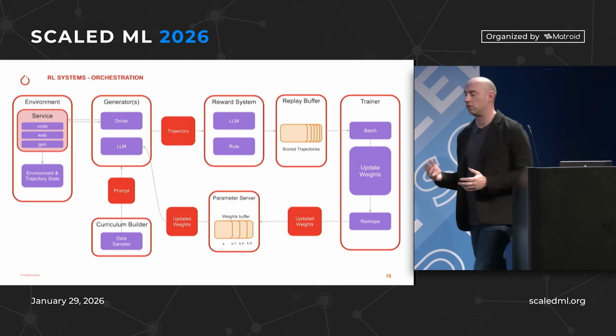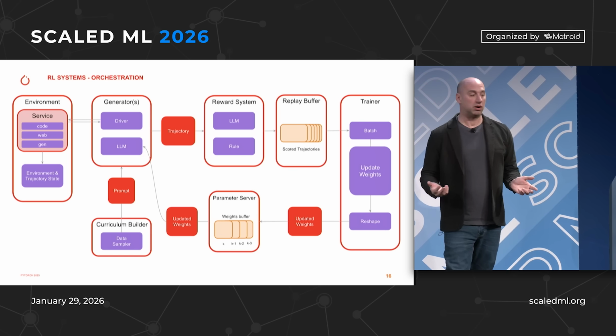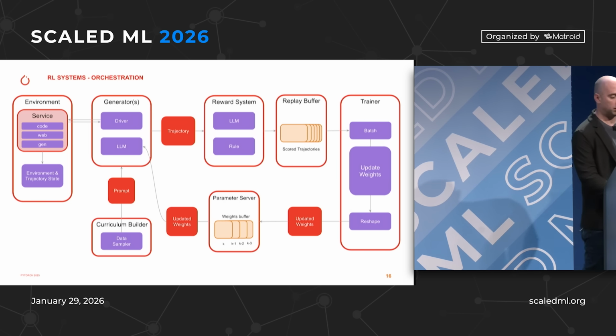And one of the things that we've overall done as an ecosystem is moved very quickly to asynchronous RL. That means they don't wait on each other and you can actually maximize resources and so on.